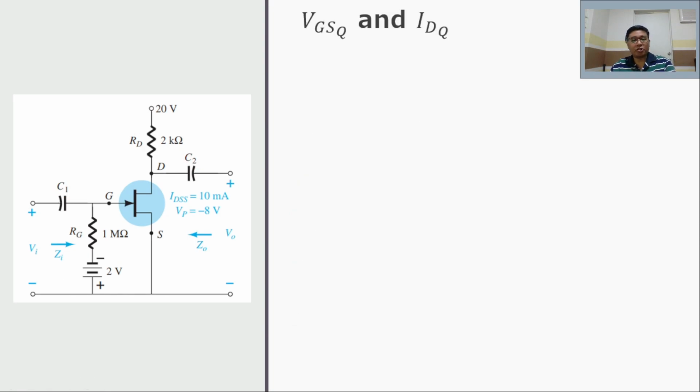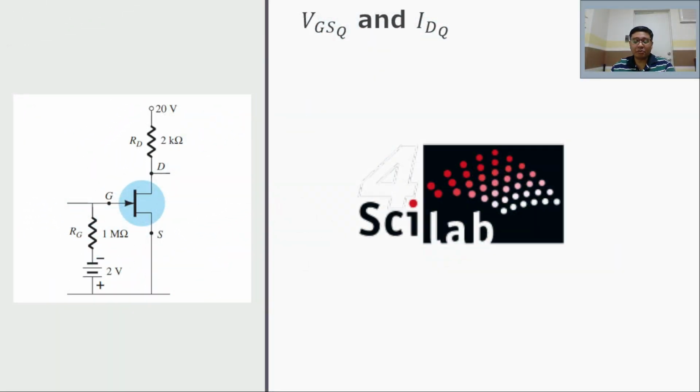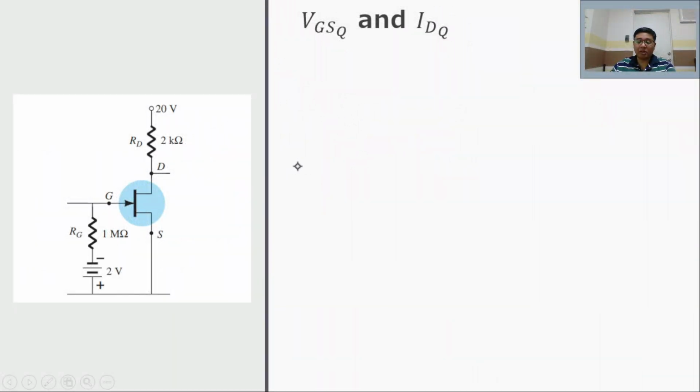Under DC condition, all capacitors are open circuit due to the very high capacitive reactance. We're going to use the graphical approach for practicality. This is going to be done in Scilab. First, we are going to solve for the Q point defined by the DC gate to source voltage and DC drain current. Let us draw the input equivalent circuit while the drain terminal is temporarily disconnected.